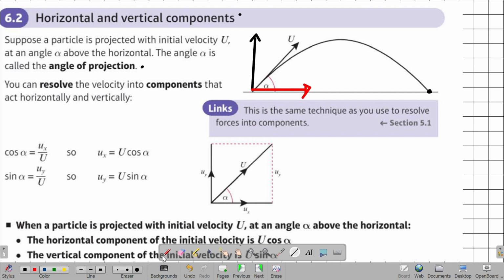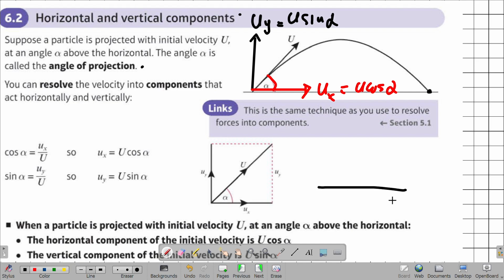So we've got the horizontal movement. When you project it at this angle theta, the object will move in the horizontal direction and in the vertical direction. In the horizontal direction, it moves at u cos alpha, and in the vertical direction, it moves at u y is equal to u sine alpha. Basically, this is an issue of the trigonometry involved.